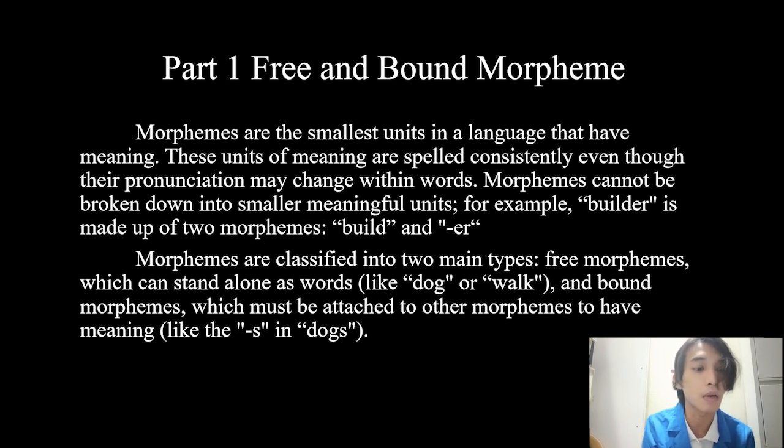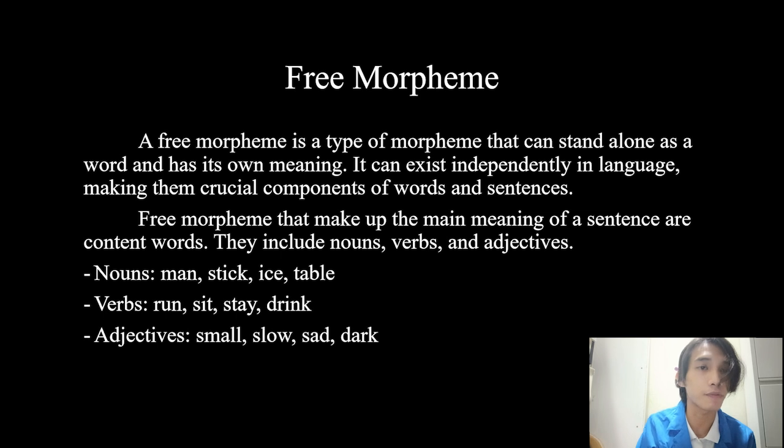For example, builder is made up of two morphemes, build and -er. Morphemes are classified into two types: free morphemes, which can stand alone as words like dog or walk, and bound morphemes, which must be attached to other morphemes to have meanings, like the s in dogs. And then I will talk about free morphemes.